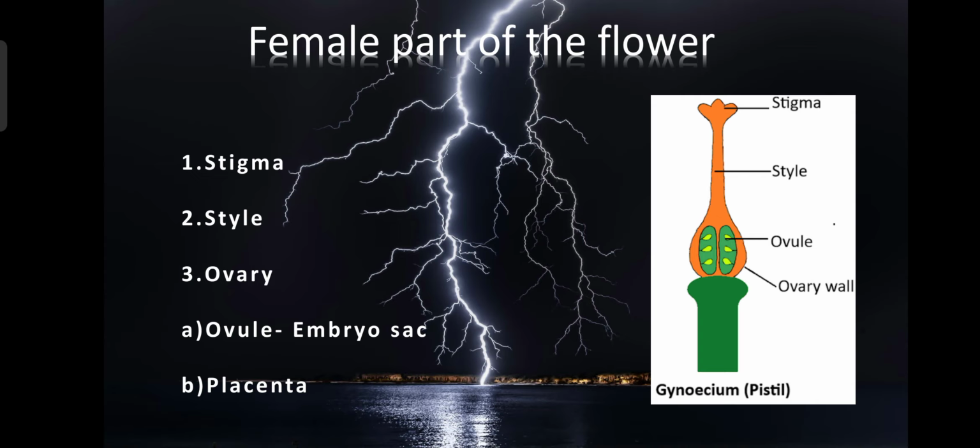The second is style. Style is a slender tube-like structure that extends from the tip of the ovary and it gives a way for the growth of the pollen tube. The third is ovary. Ovary is the basal part of the gynoecium. It has a cushion-like structure called placenta. On the placenta, there is development of the ovule. So, the ovule can also be called the megasporangia.